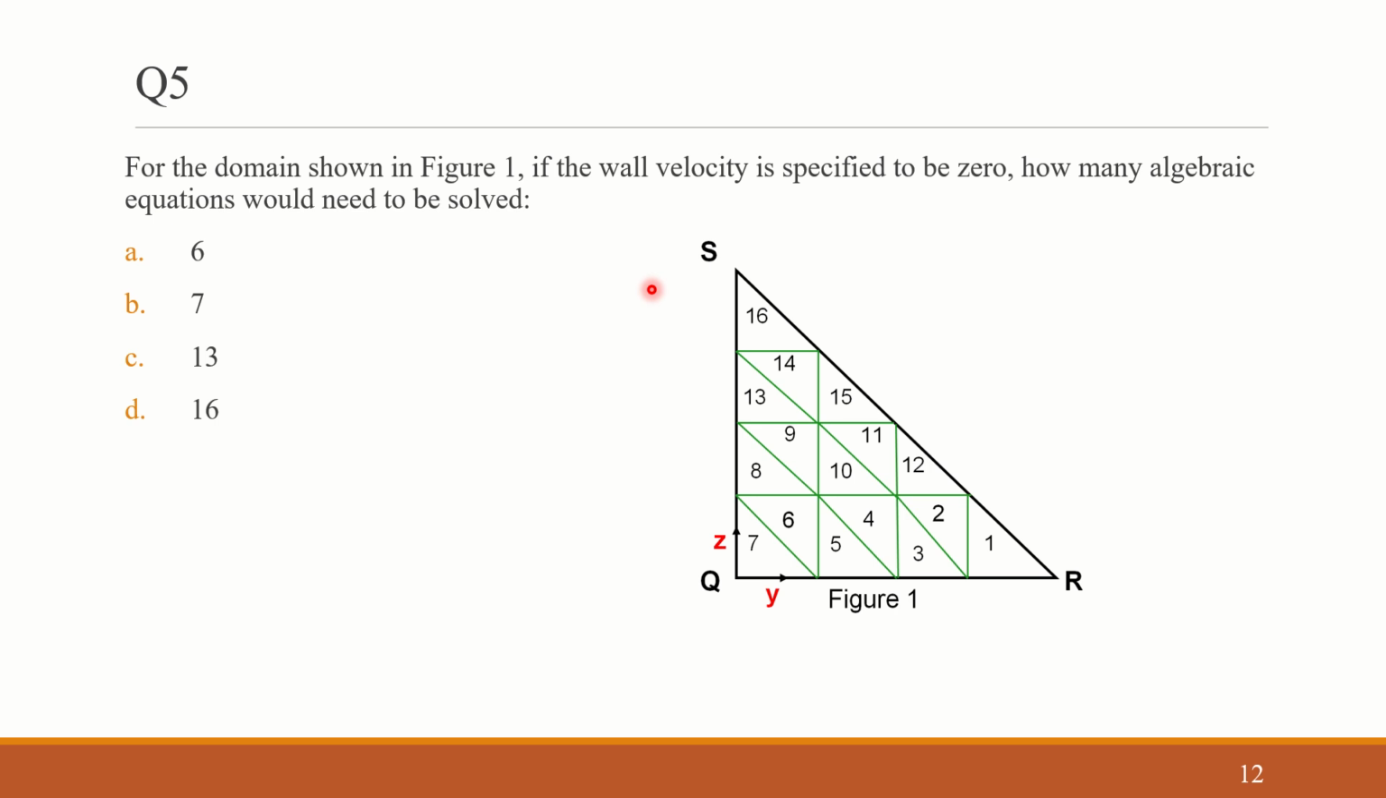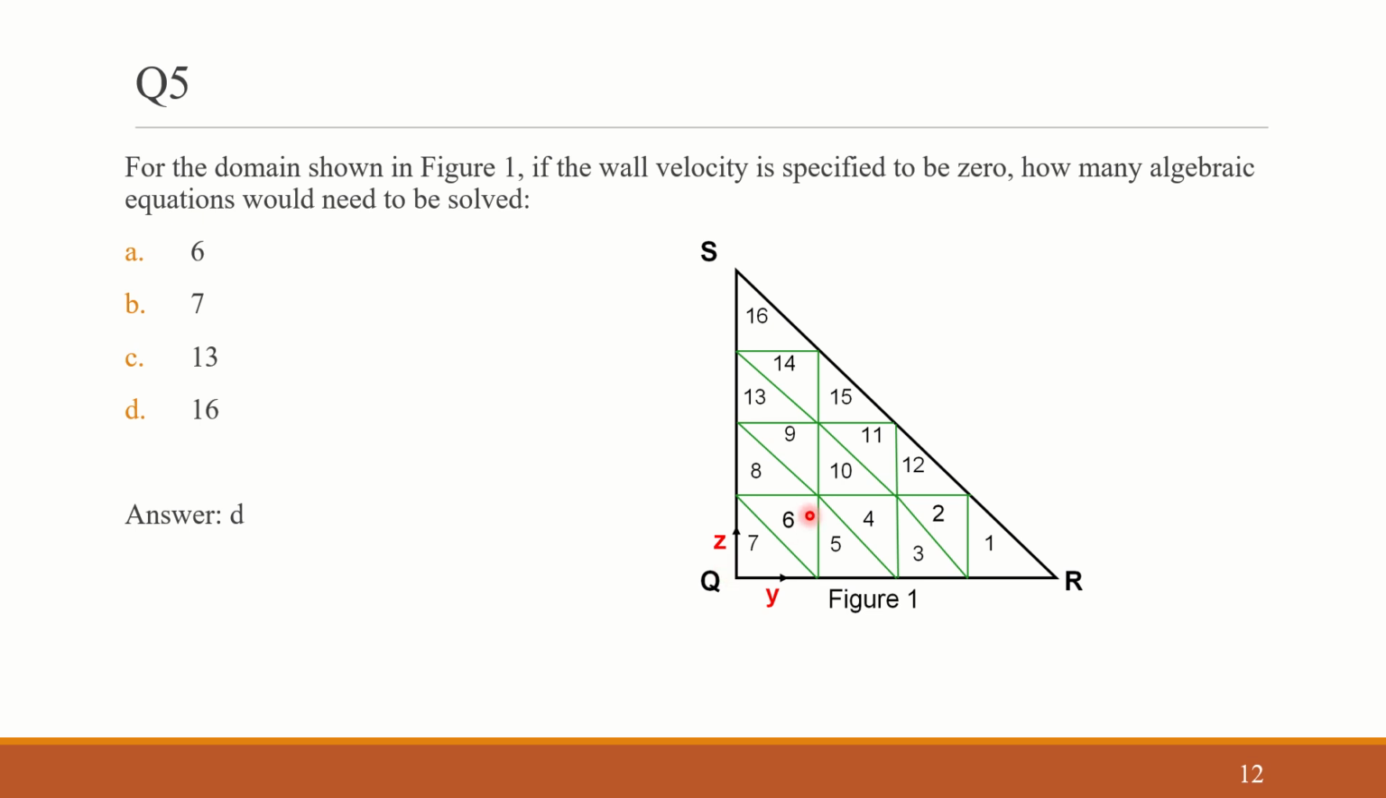Okay, actually the answer is option D. That is, 16 is the answer, because for each of the domain we will be getting one equation, since we are using the finite volume approach. For each of the small triangles we will be writing equations, and all those equations need to be solved. So 16 triangles are there, and we need to solve 16 equations.